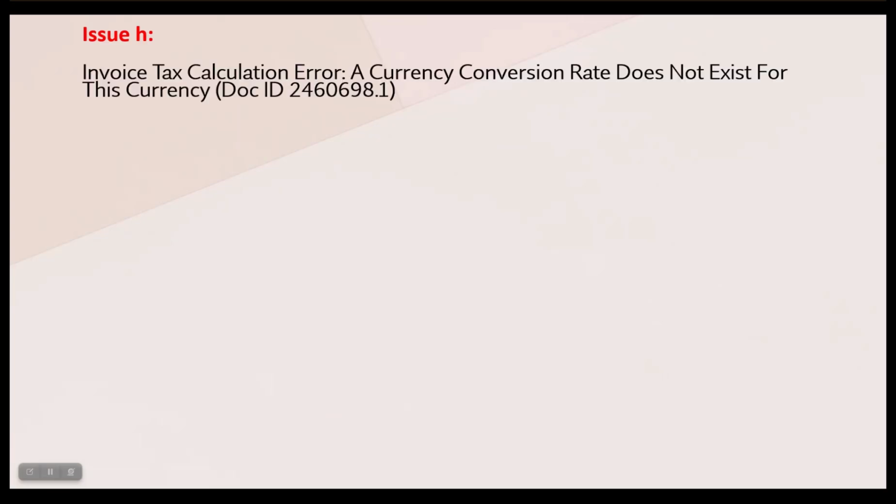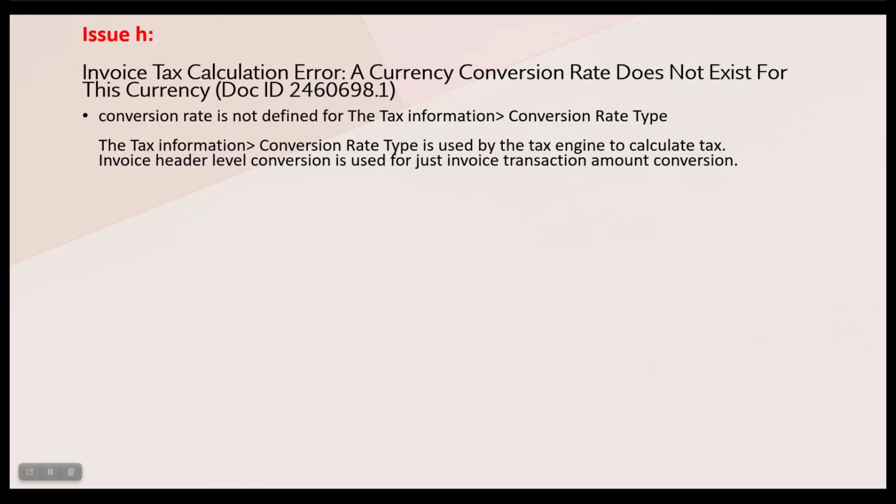What else? Invoice tax calculation error. Currency conversion rate doesn't exist for this currency. Conversion rate is not defined for the tax information conversion rate type. Through tax information, there is one conversion rate type used by the tax engine to calculate tax at invoice header level. The conversion rate is used just for invoice transaction amount conversion. During setup of the tax, there is also one conversion rate type. If you remember the tax setup, there is one option for which conversion rate we'll be using for this tax. So you have to assign the tax rate there.